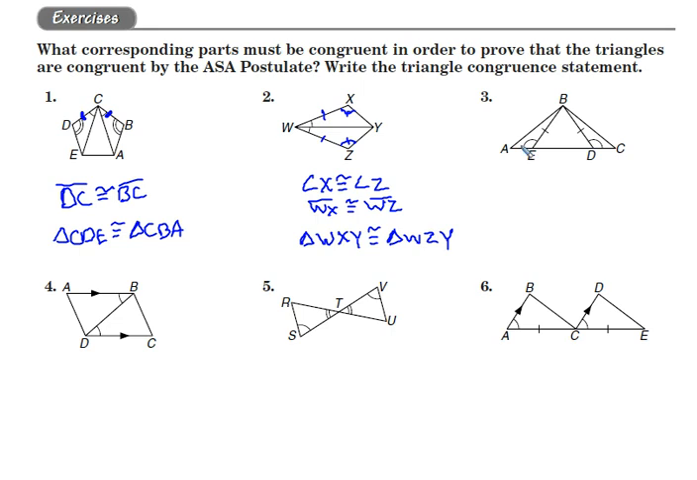Alright, and on number 3 here, so far we have angle E and angle D congruent, segment EB and segment DB congruent. We need to point out these angles right here and here, how they are also congruent. So that would be angle ABE is congruent to angle CBD.